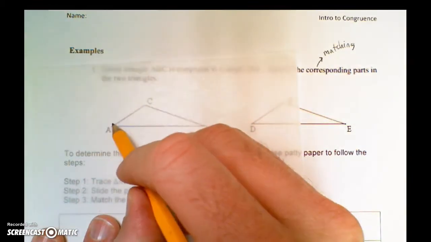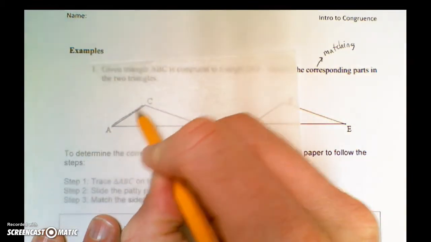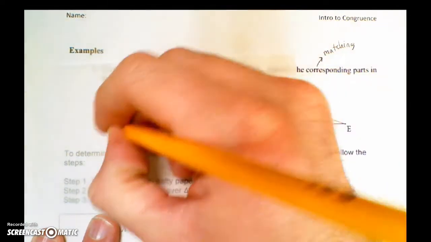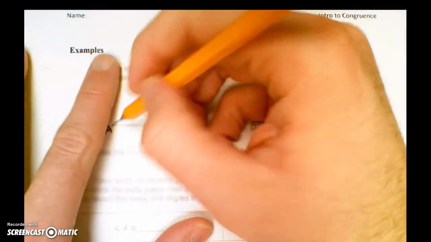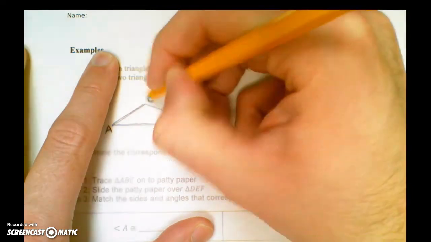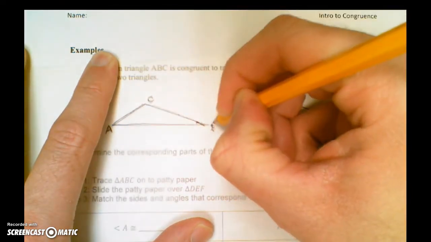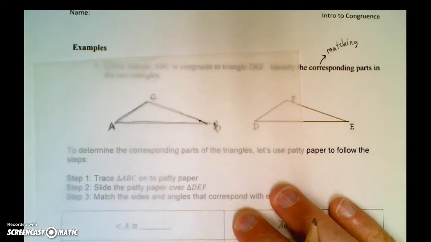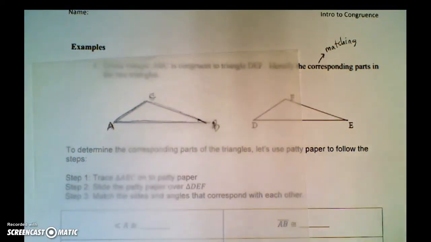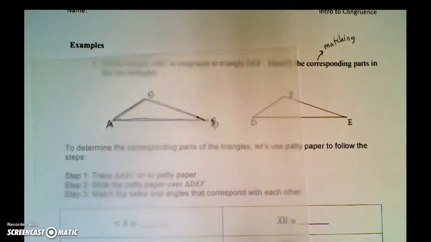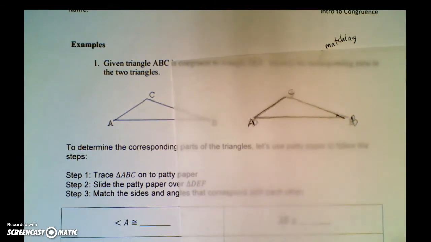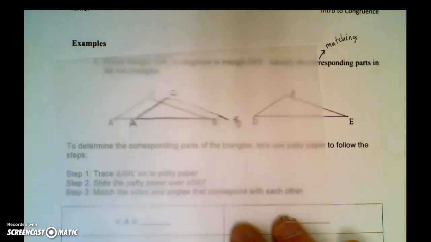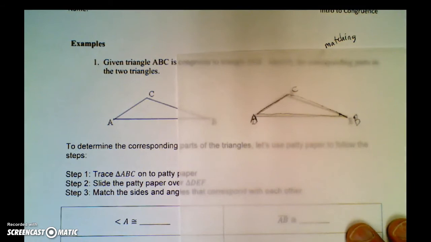So I'm going to trace triangle ABC. Make sure to label the letters. Step 2 says to slide the patty paper over to triangle DEF. So remember, this is a translation. I'm just going to translate this triangle over DEF. So you can tell that they're congruent because they're matching up right on top of each other. So now we can match up the corresponding parts. So we're just going to match up which angles and sides match up with each other.